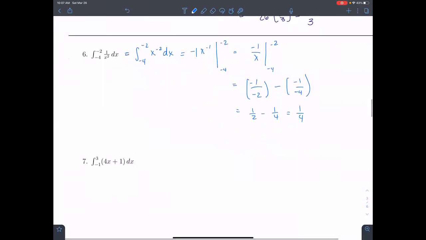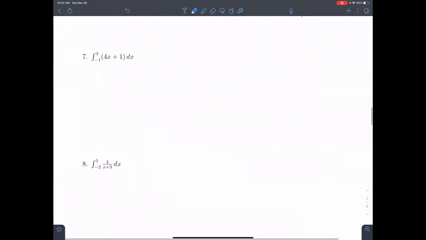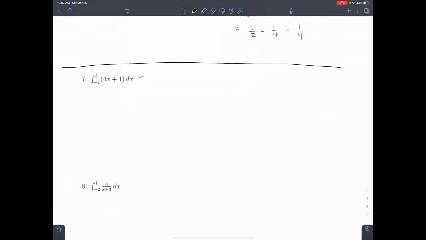Okay. Let's keep going. This integral down here, let me get a line there too.